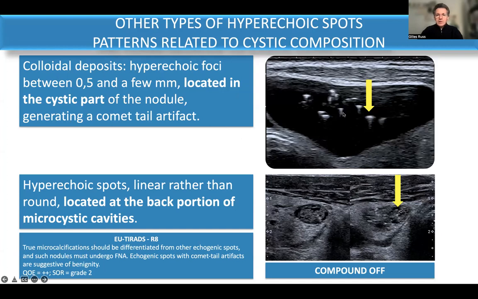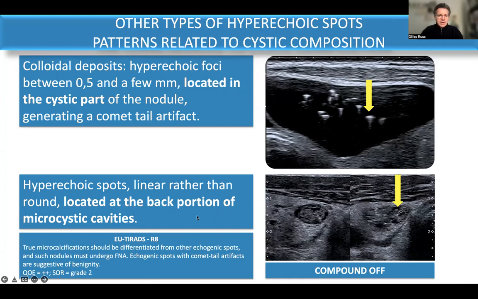A very benign one, on the contrary, is when these hyperechoic foci are located in the cystic part of a nodule. They measure between 0.5 and a few millimeters, and they generate a cometoid artifact like the ones you can see here.